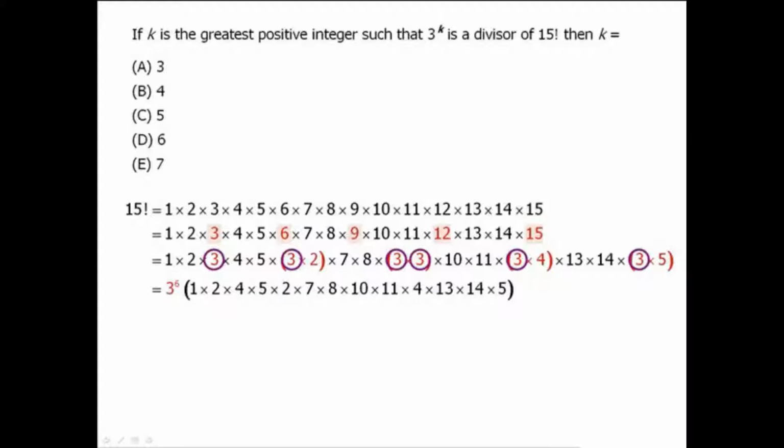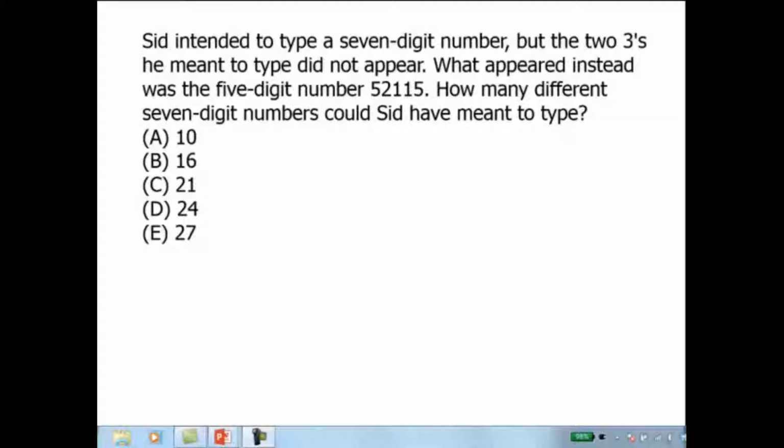Notice that 3 to the power of 6 must be a divisor of 15 factorial. And since there are a total of 6 3's in this product, we know then that 6 must be the greatest value of k, such that 3 to the power of k is a divisor. So the answer here is D.